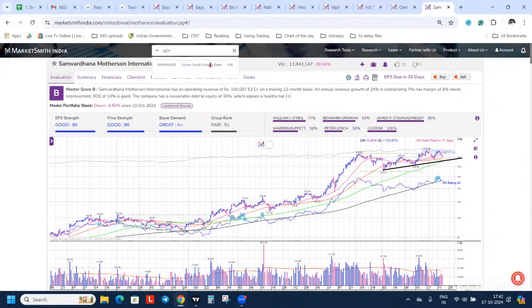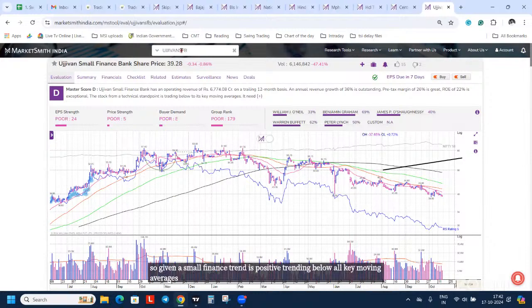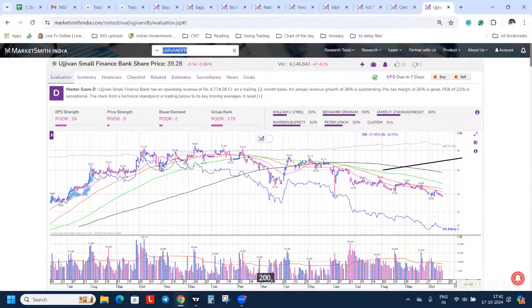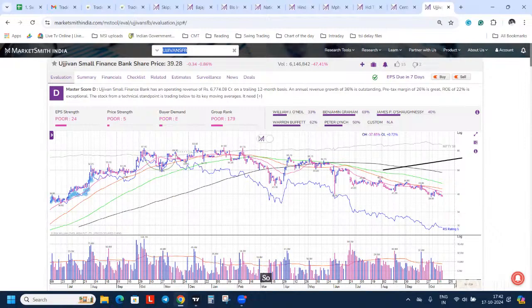Ujjivan Small Finance. The trend is negative, trading below all key moving averages, the 200 and 100. Lower top, lower bottom formation, so the structure is negative. Momentum is negative on the daily chart, weekly chart, and even on the monthly chart. So I would not suggest buying at the current juncture. Trend is negative in this stock.